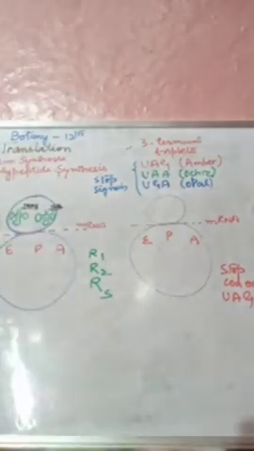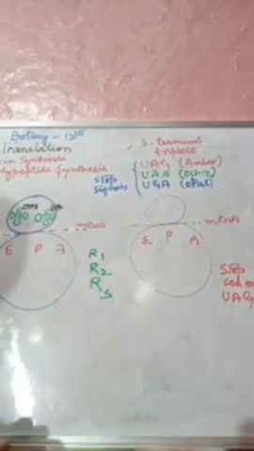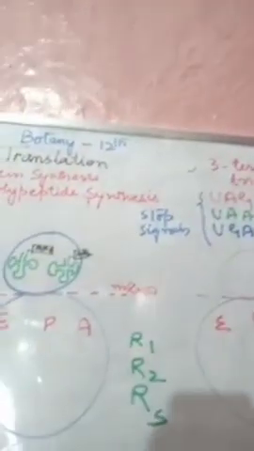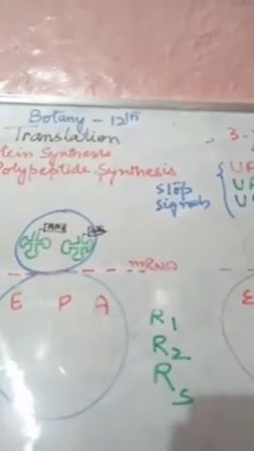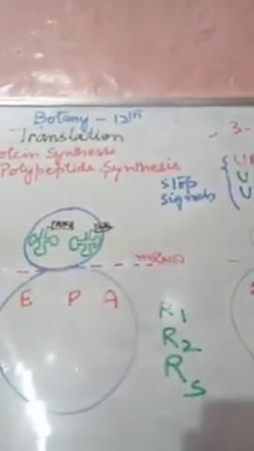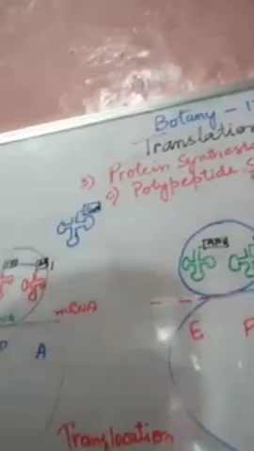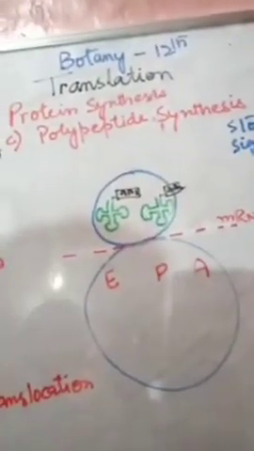So when the polypeptide chains are formed, protein synthesis takes place on the ribosome. This was all about translation. In the second topic, which we will study tomorrow, the protein translocation. Until then, goodbye. God bless you. Thanks.